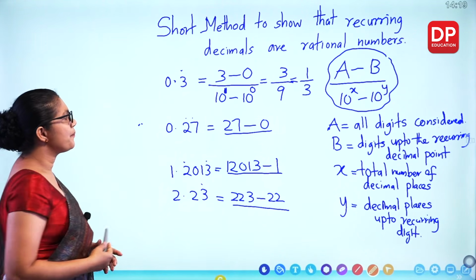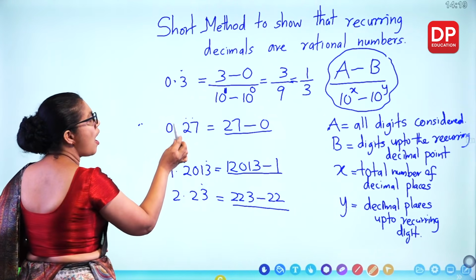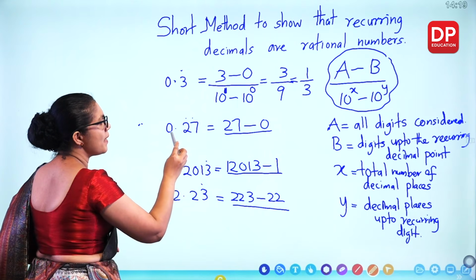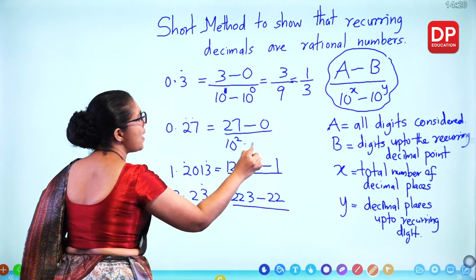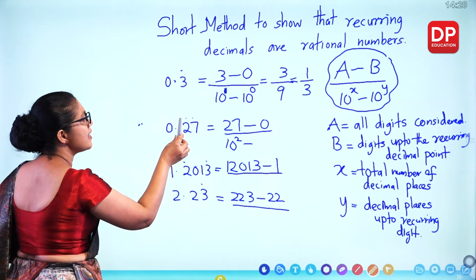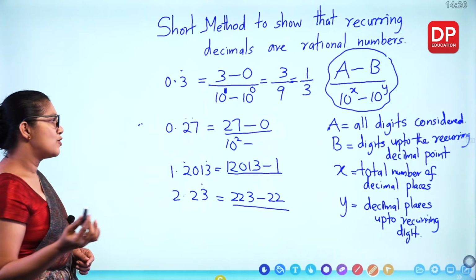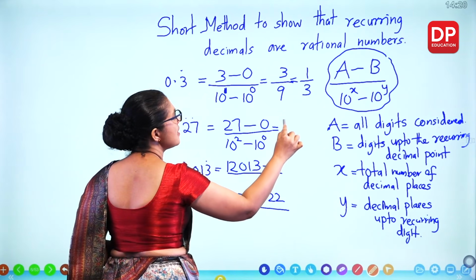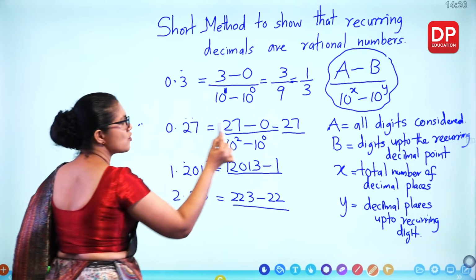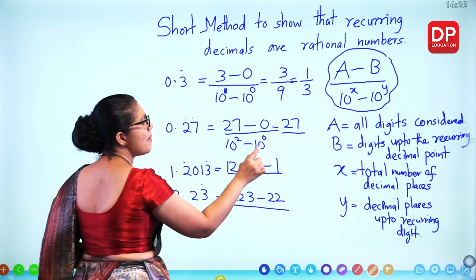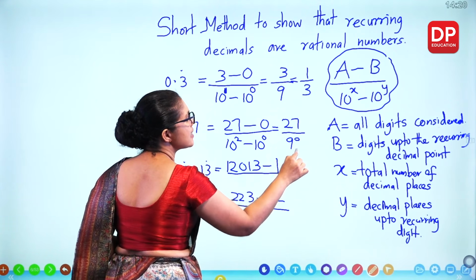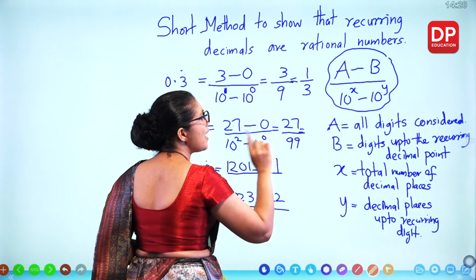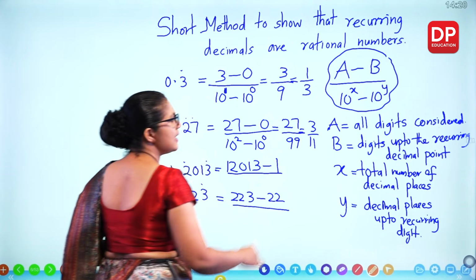Now look at this one, 0.27. How many decimal places are there in total? 2 places. So 10 squared minus, up to the first recurring digit, how many decimal places? We don't get anything. So here 10 to the power 0. So what's the answer? 27 over 10 squared, which is 100. 100 minus 1, you get 99. When you simplify further, divide by 9, 3 over 11.